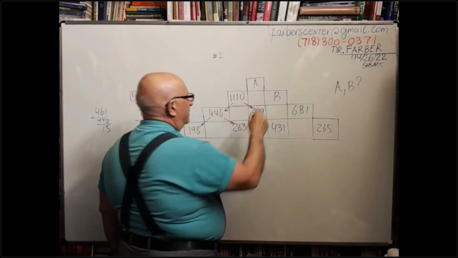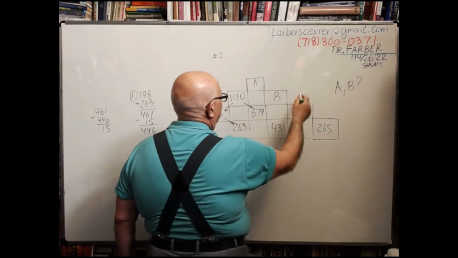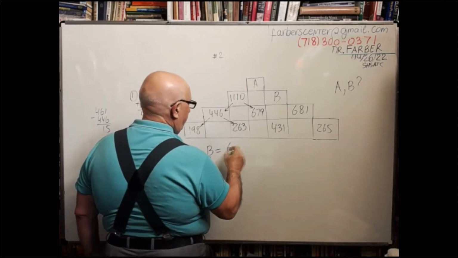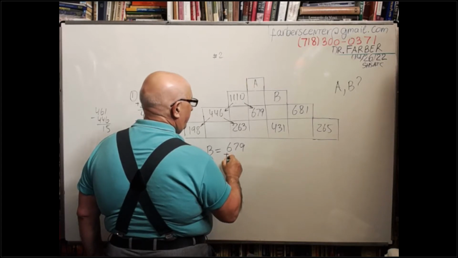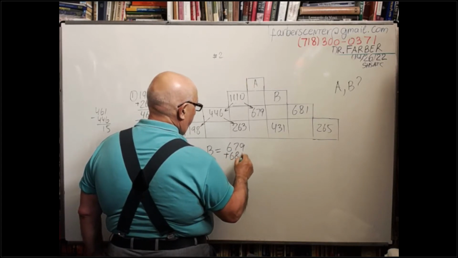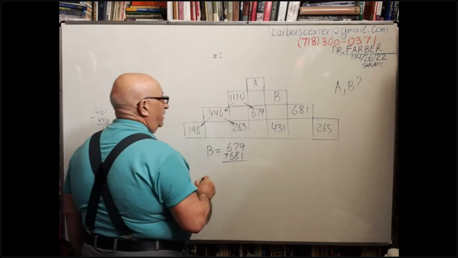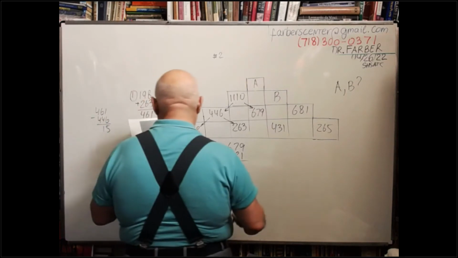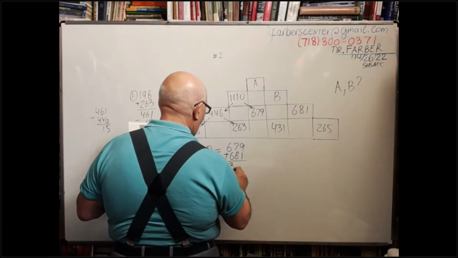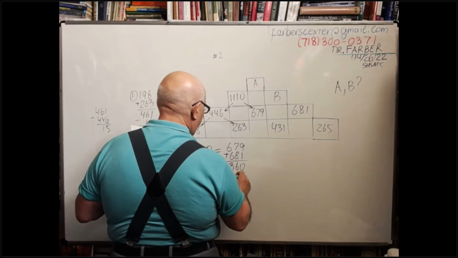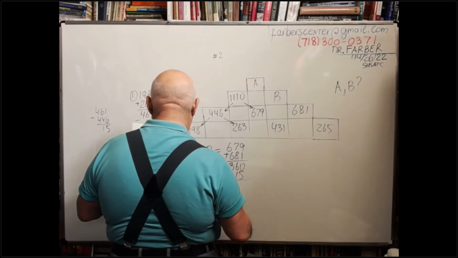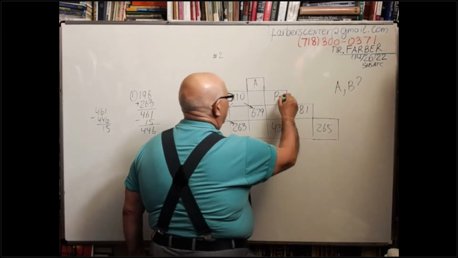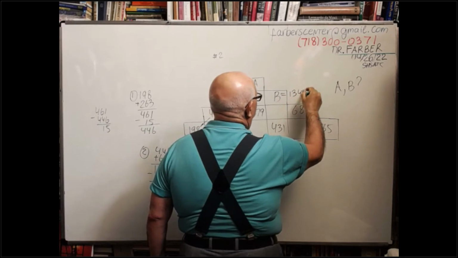Now look at these three numbers. How to get B? B equals 679 plus 681. And don't forget, subtract 15. If you add them up, I got 1360. And subtract 15, I got 1345. And this is B equals 1345.